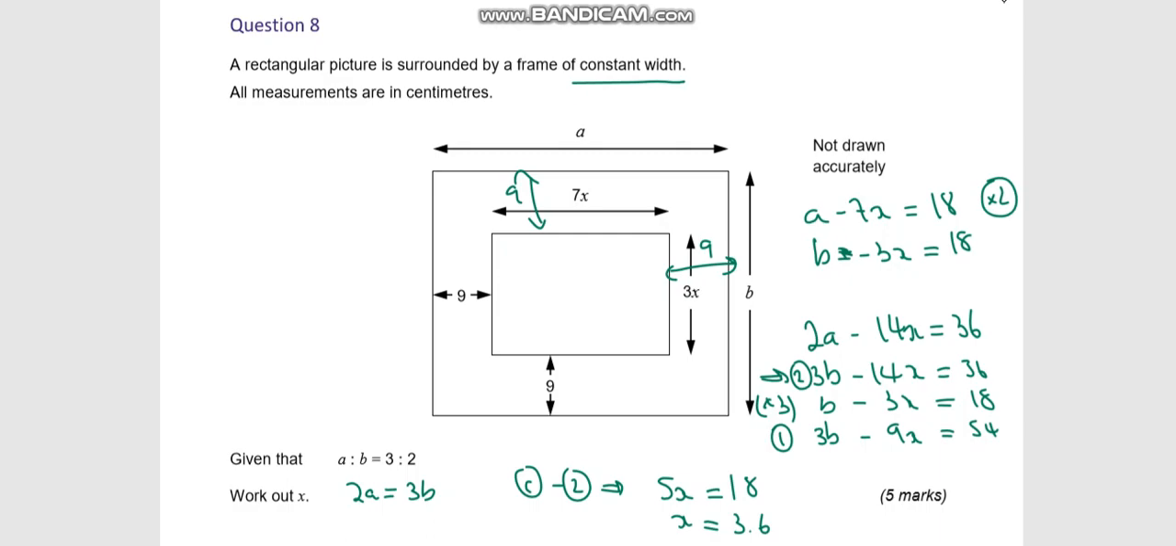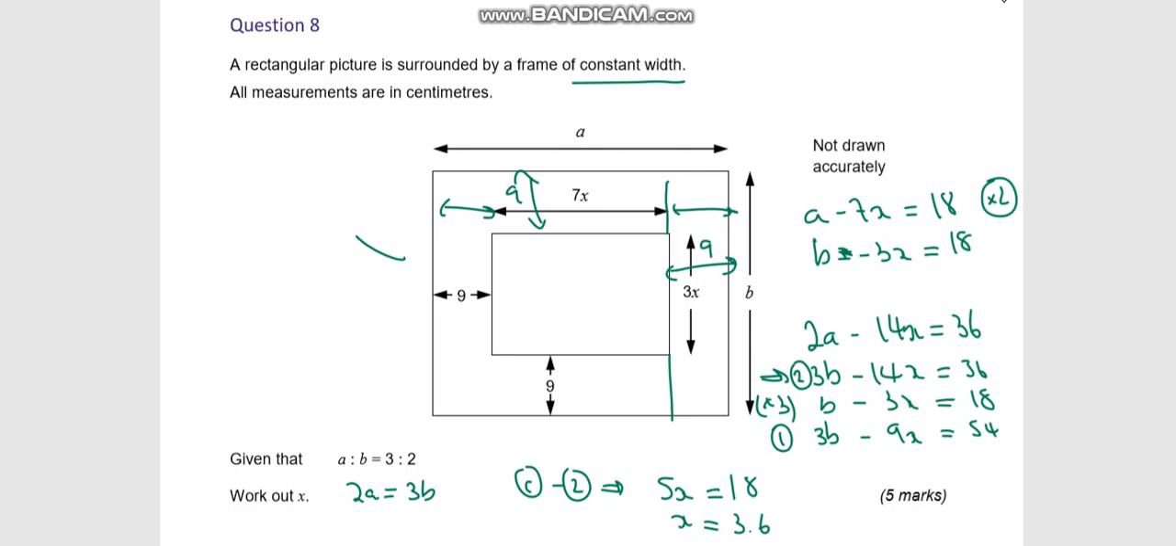So using first the length, you can say A take away 7x, so lose that bit there, must leave us with 18 because you've got 9 there and 9 there. So A lose 7x is 18. Similarly, looking at the width here, you can have B take away 3x, leaves us again with 18 because you've got 9 there and 9 there. So that's the diagram ticked and checked off.